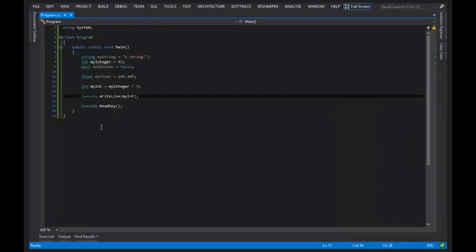But if we were to actually divide 42 by 3, we do get 14 because that is actually divisible.